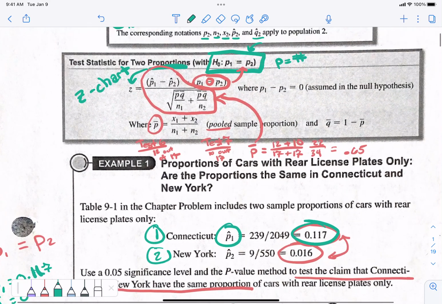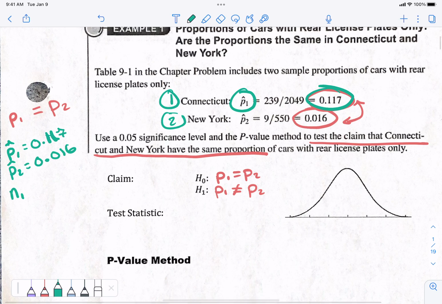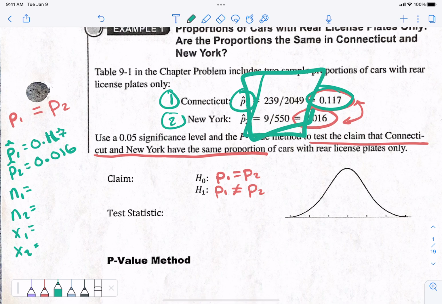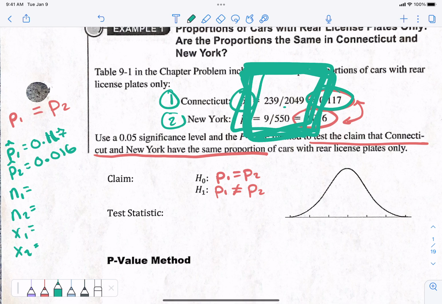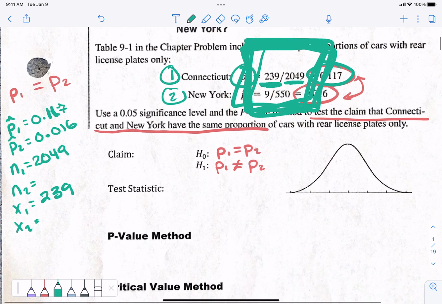Now, in my formula up above here, I need to know what N1 and N2 are, and I need to know what X1 and X2 are. So from the fractions that they did right here, what's N1? 2049, right? And x1 is the 293, or 239. I'm dyslexic. There you go. Okay, do you see where we're getting these numbers from? Okay, what's n2? 550, x2, 9. Questions about this?